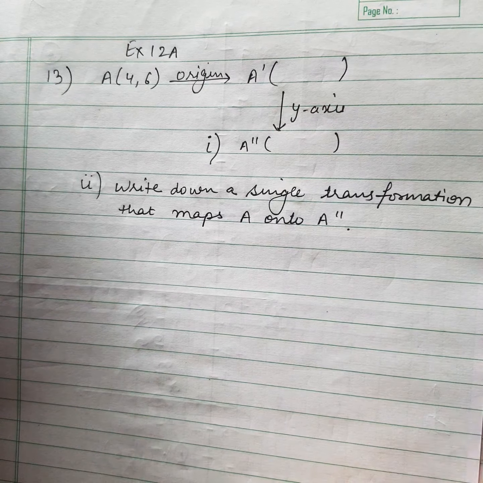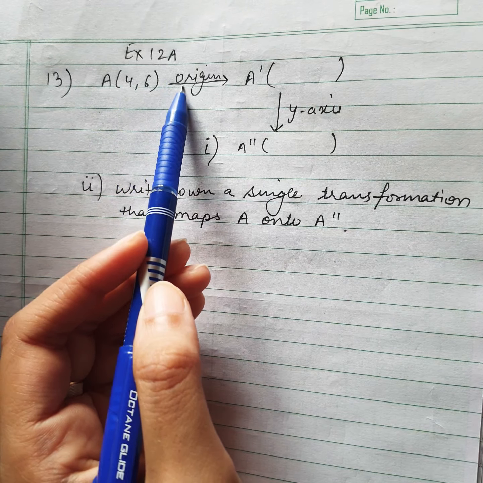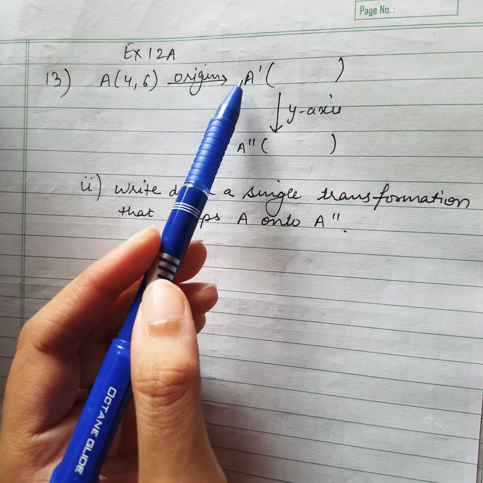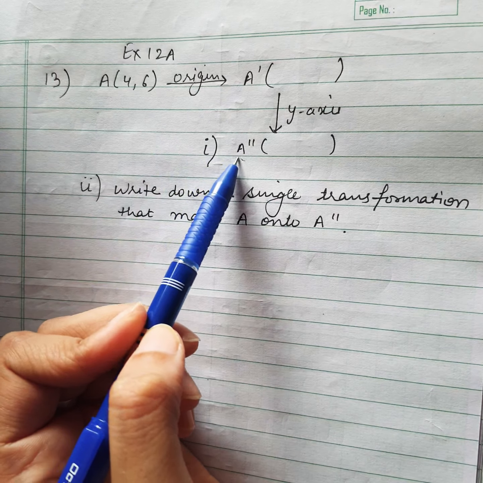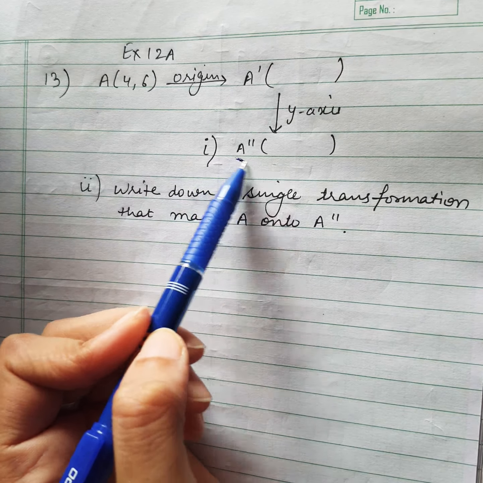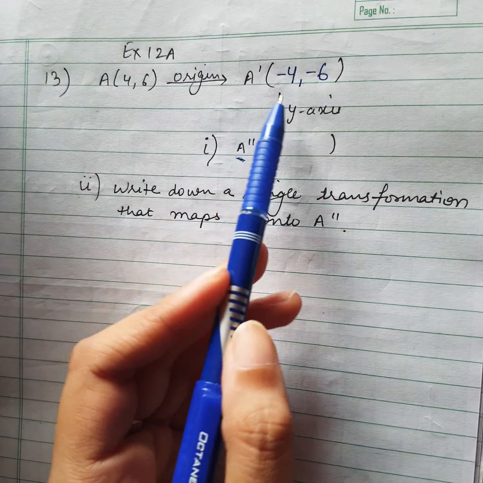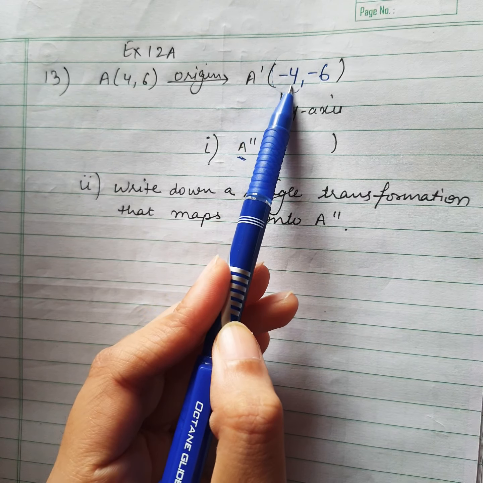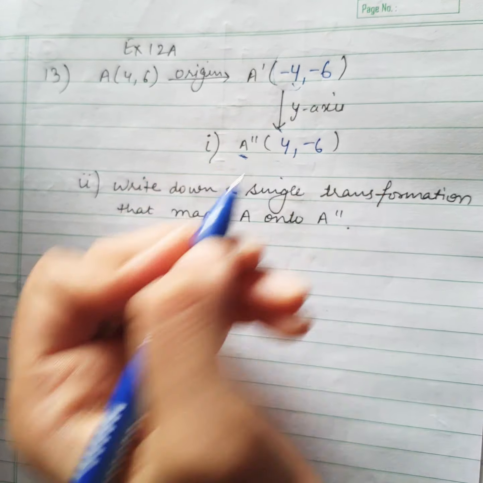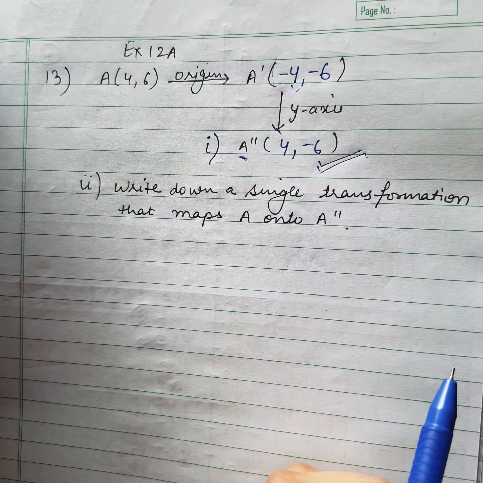A question from exercise 12A of the book. There is a point A with the following coordinates reflected along origin to A dash, and then the point A dash is reflected along y-axis to A double dash. The first part is: write down the coordinates of A double dash. Let's do it. Along origin, A dash will be (-4, -6), both will change, and y-axis means the x coordinate will change, the sign will be reversed. So A double dash will have these coordinates.